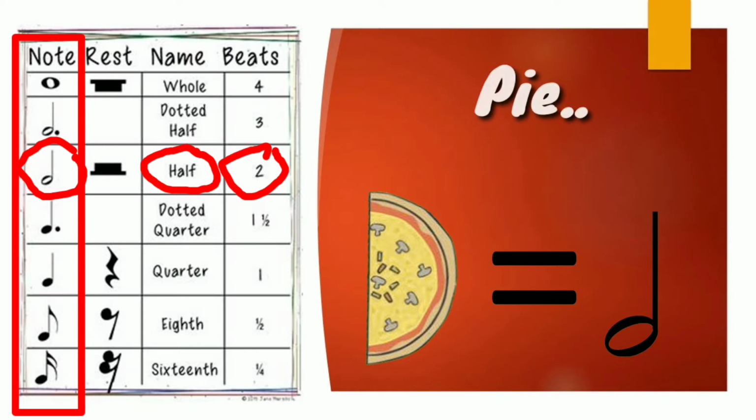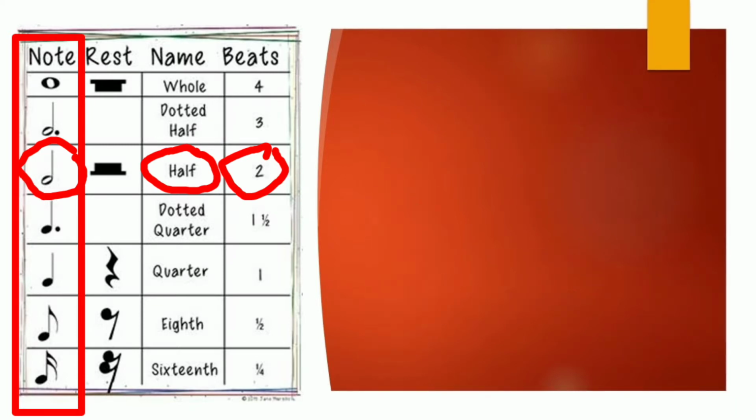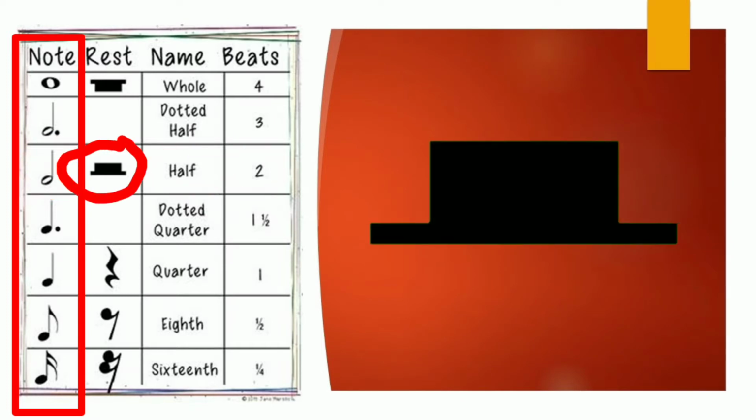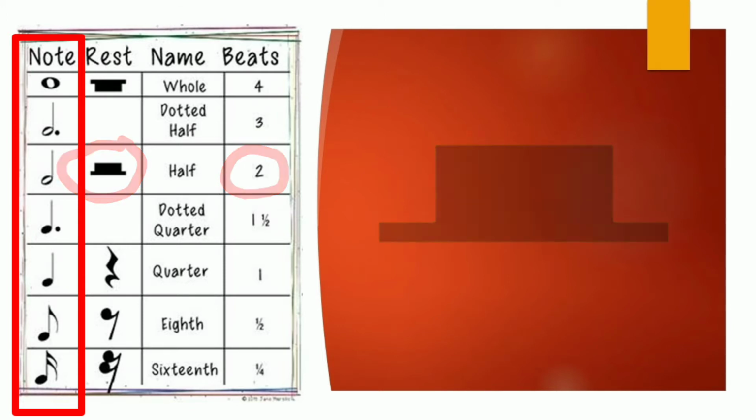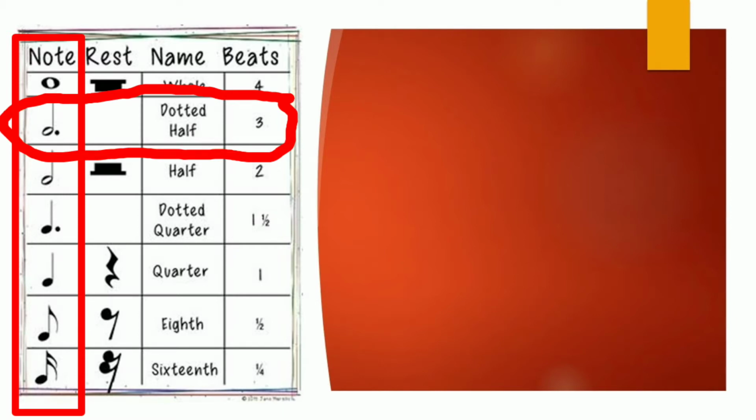And how do we sing it? It's like pie, and then you stop right there. However, for the half rest, it's the opposite. It means 2 beats of complete silence. Now, let's go back to the second row.